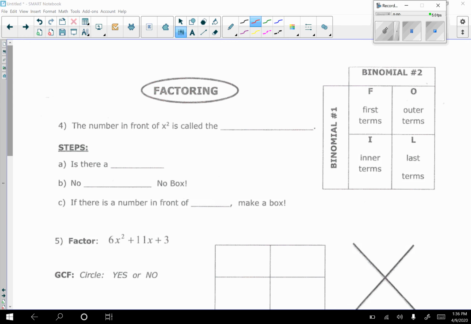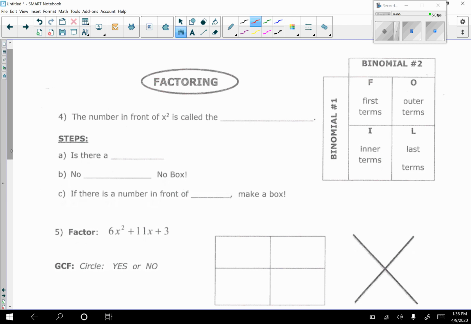Okay, so we're going to go over some things called factor boxes. You'll see many different ways of how to factor on the internet. There are actually many different methods, so I'm going to post a couple of them, and I'm going to show you my favorite method throughout this video. That does not mean you have to use this box method. You can use a different box method. There's a couple different ways, but I'm going to show you the way that I think is easiest.